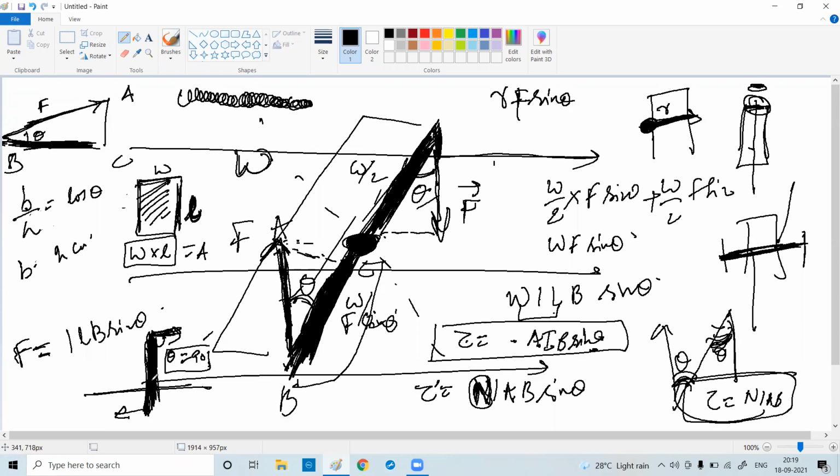That means if the coil position is vertical, at that time the torque is maximum. Why? Because sin theta is maximum. And when is sin theta minimum? Here. Why? Because theta is 0 degree, right? Very good. Understood? Torque is maximum when the coil is in vertical position, or you can say it is parallel to the magnetic field.